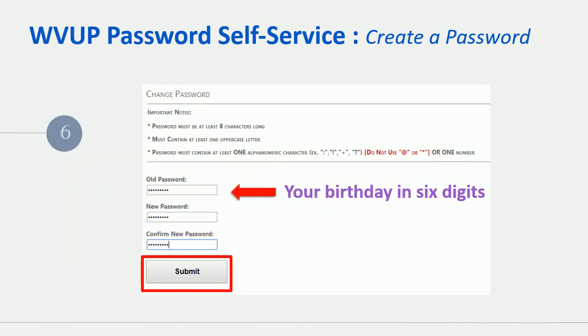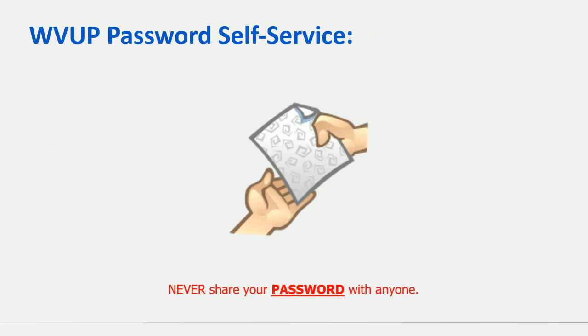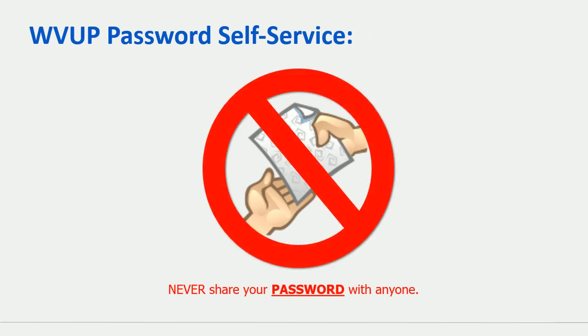Now we're going to make a new password. Your old password is your birthday and 6 digits. Your new password has to meet the criterion above. To confirm your password, make sure to enter your password again in the Confirm New Password text box, and then click Submit at the bottom. Make sure you don't share this new password with anyone.